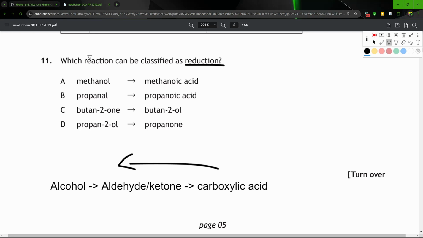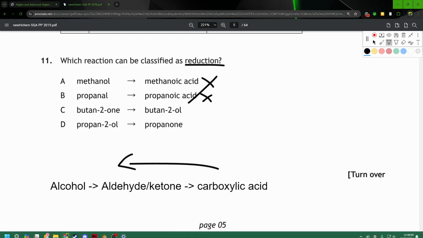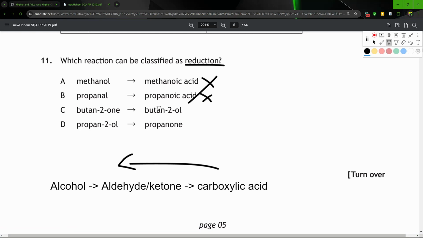So methanol, that's an alcohol to a carboxylic acid. That's going along the chain. And propanol, that's an aldehyde going to an acid as well. So not good either. We have a ketone going to an alcohol. Oh, that is going backwards. Maybe it's C. And then we have an alcohol going to a ketone, which is, yep, going the same way. So it looks like C would be it, because it's going from a ketone to an alcohol, which is reduction.